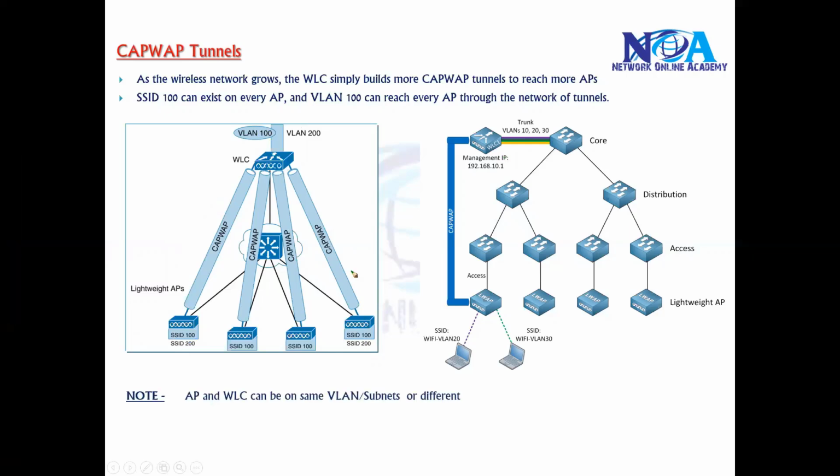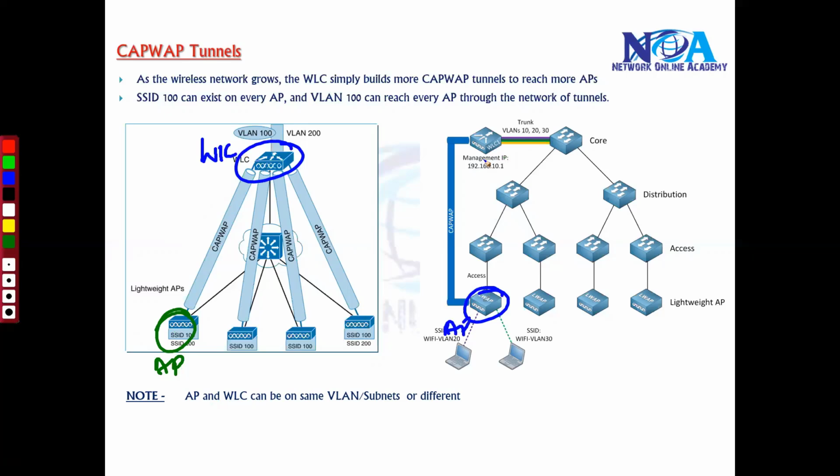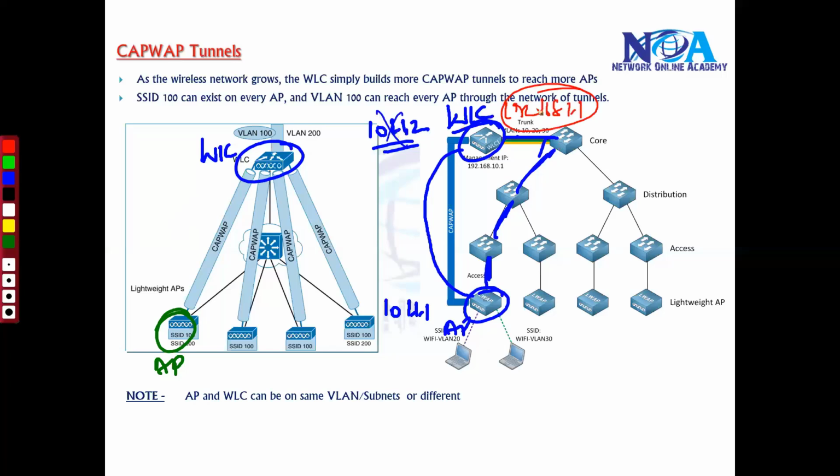One more thing we need to remember: the access point and the WLC need not be directly connected. They may be far from each other with no direct connection, because if you see the topology, I have multiple switches connected here. Technically these two can be on the same subnet, like 10.1.1.1 and 10.1.1.2. Or they can be on different subnets, like maybe this is 192.168.1.1 on a different VLAN, a different network.